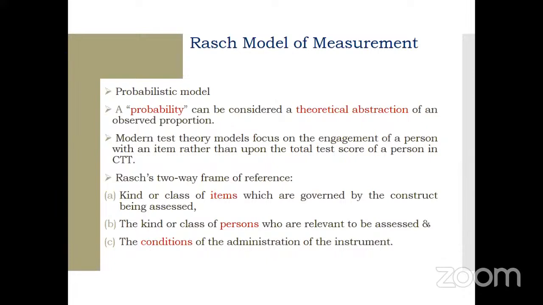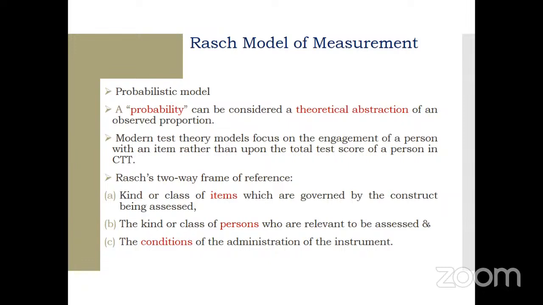So here comes the Rasch model of measurement. Whatever we just discussed is the basis of this Rasch model of measurement, and therefore the Rasch model of measurement is actually a probabilistic model. It is based on probabilities. So what is this probability? It can be considered a theoretical abstraction of an observed proportion. We talked about the observed proportion in the previous examples. When we consider the theoretical abstraction of this observed proportion, it becomes the probability.